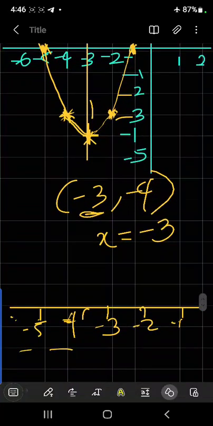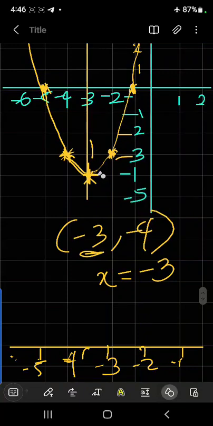Another thing we can learn from this is that if they ask you what's the minimum point, this one is U-shaped, so it will have a minimum point. What's the minimum point? The minimum point is y equals -4. Because the minimum is related to y and the maximum is equally related to y, while the equation of the line of symmetry is related to x. Are we together here now?